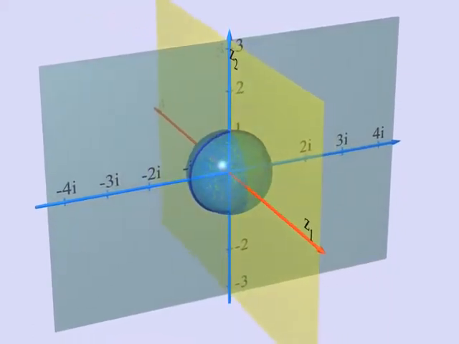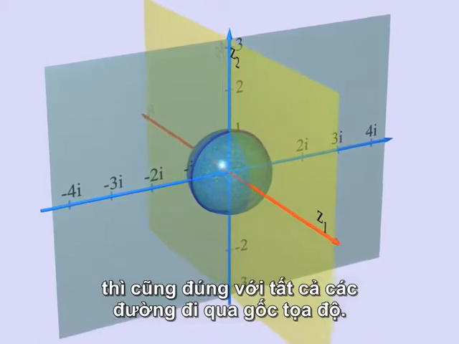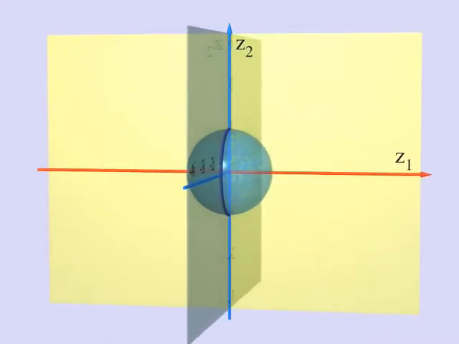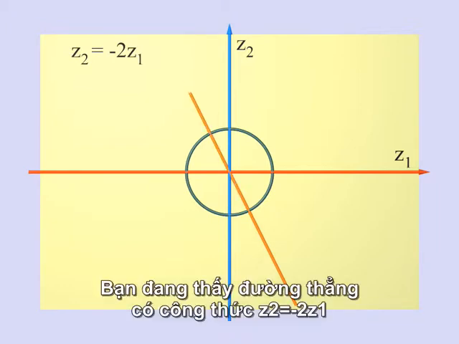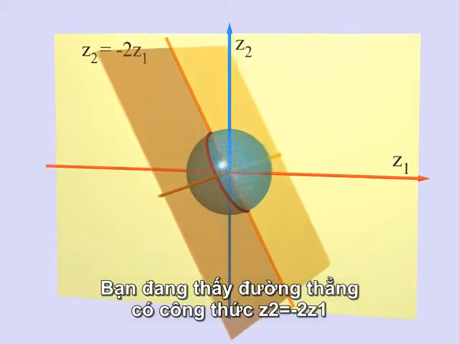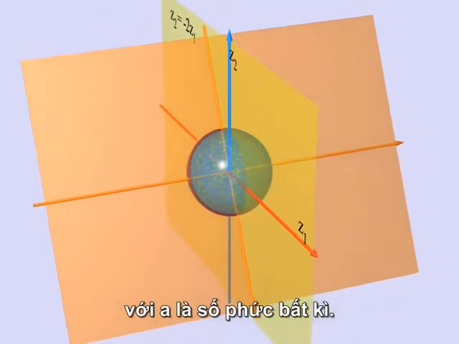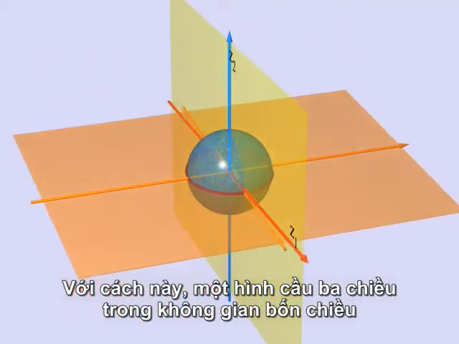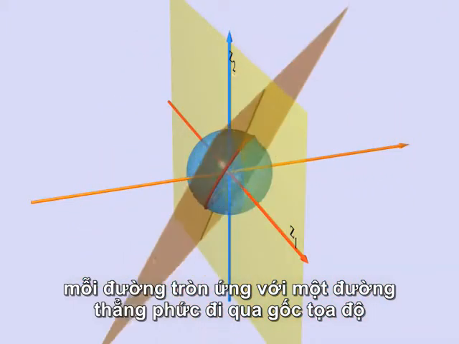Now what is true for the horizontal line and the vertical line is equally true for all lines going through the origin. Here you can see the line with equation z2 equal to minus 2 z1. But we could do the same with any line z2 equal to a times z1 for any complex number a. In this manner, the 3-sphere in 4-dimensional space is filled with circles, one for each complex line going through the origin in our plane of complex dimension 2.